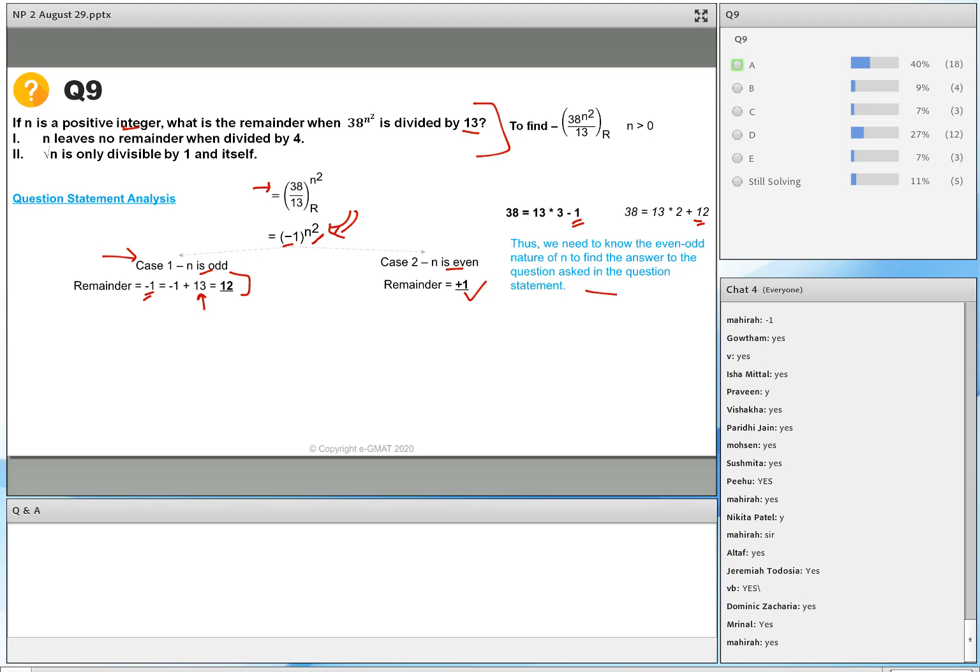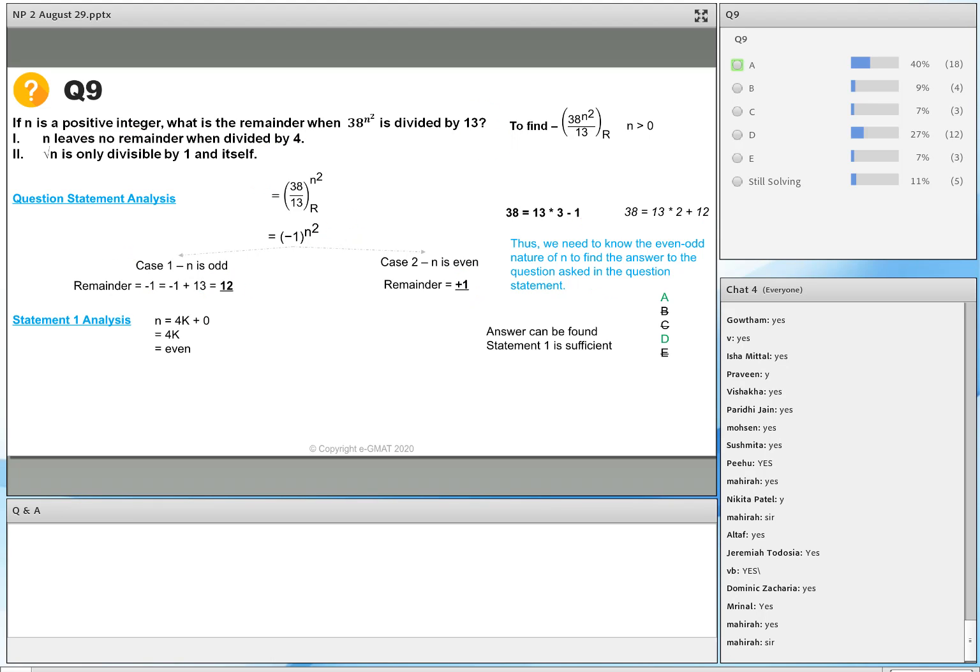Right? Okay. So the first statement: n leaves no remainder when divided by 4. That essentially tells me that n is a multiple of 4. That means n is even. If n is even, I can find out the answer. Statement 1 is sufficient. Statement 2: root of n is only divisible by 1 and itself. So tell me, guys, which is that number which is only divisible by 1 and itself? What kind of number am I talking about?